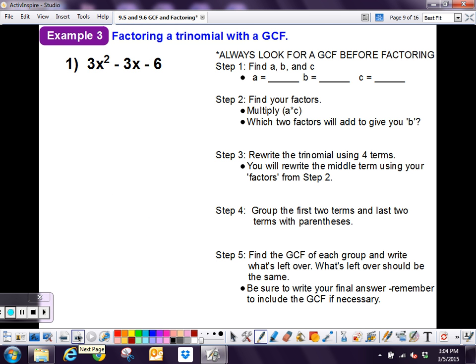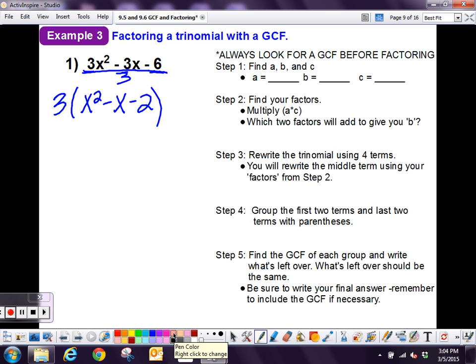And let's go here. Okay, so remember, our first step is not to find A, B, and C. Our first step is to look for a GCF. Okay, and in this instance, we do have one. They all have a 3 that I can take out. So I'm going to take that 3 out first. If I divide a 3 out, I'm left with x squared minus x minus 2. Okay, but we're not done. We have to actually factor this trinomial that we have left.